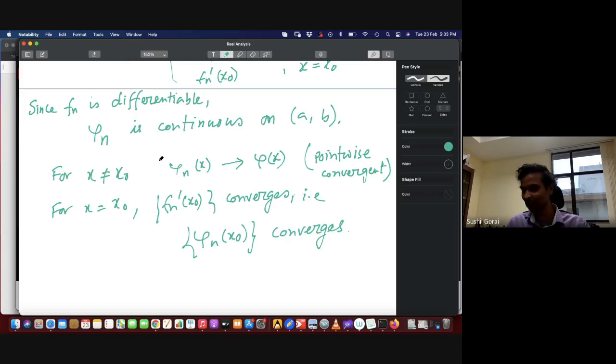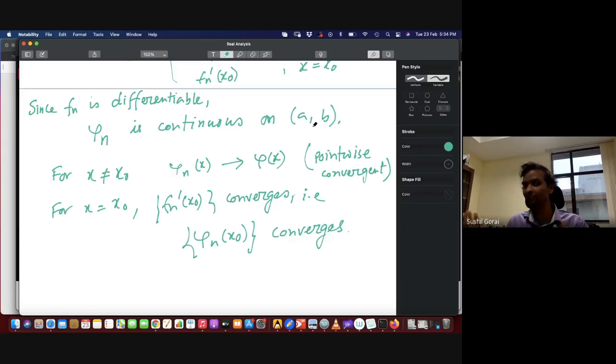So phi n converges pointwise, right? This is clear to everybody. Phi n converges pointwise because for x not equal to x naught, phi n x converges to phi x, and at x equal to x naught, we know the derivative converges uniformly. Hence, it converges pointwise also. So fn prime x naught will converge, which means phi n x naught will converge. So phi n is convergent pointwise on AB, right?